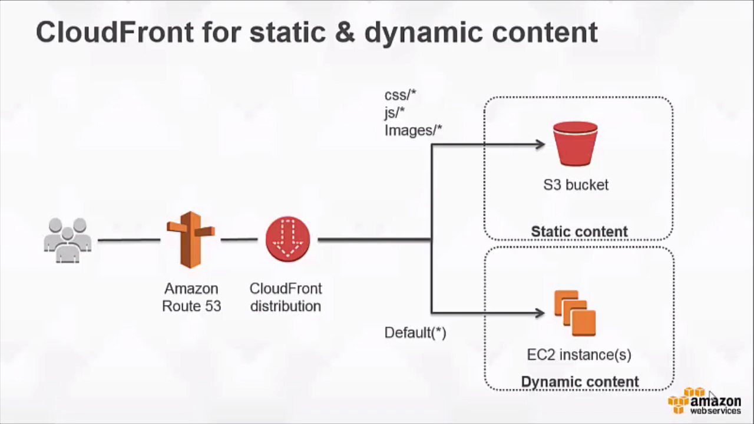So what we are doing here is using CloudFront to serve the whole application. We can specify a different origin depending on the specific file path patterns. As you can see in this example, we are using S3 for static content and EC2 for dynamic content.